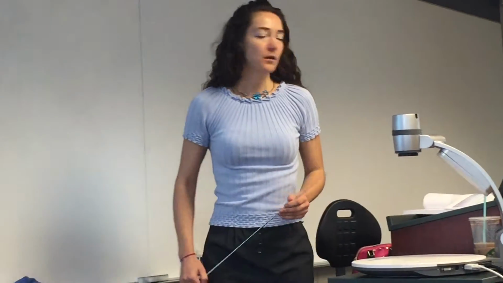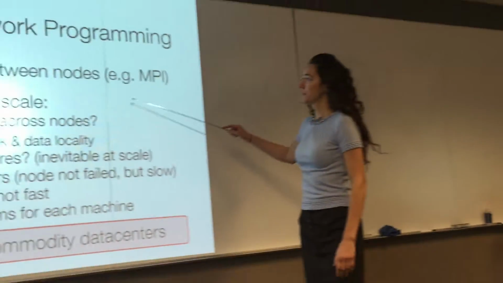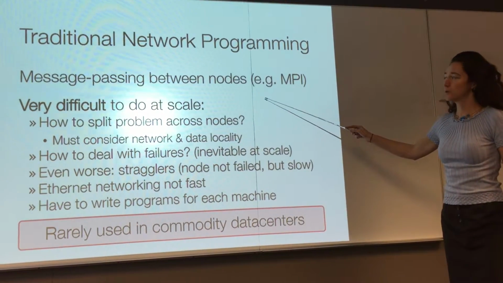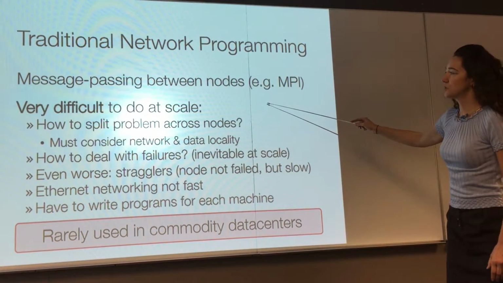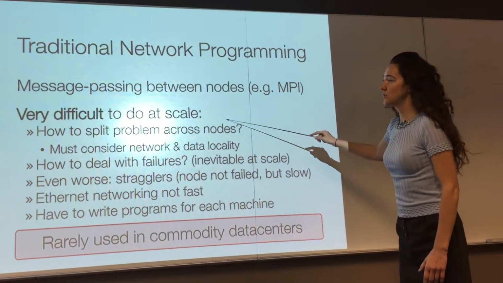So the problem is that we have a cluster of computers. These computers need to pass messages between each other. They're connected through a network. And when that happens, that takes time. So message passing between the nodes of the cluster can be slow, and it is difficult to scale.